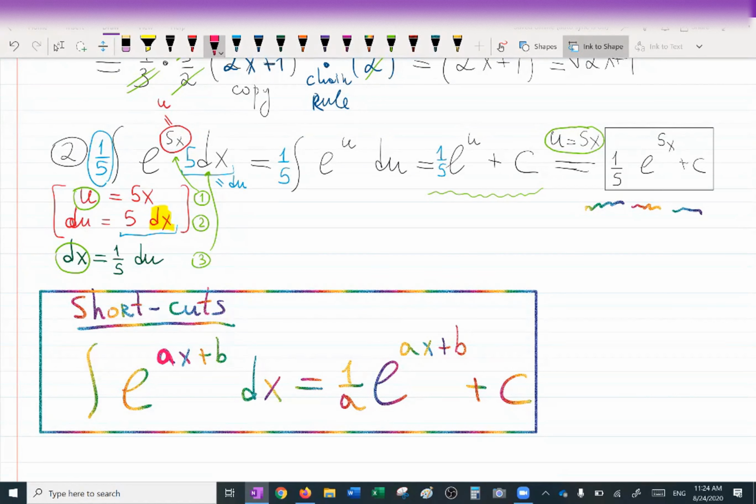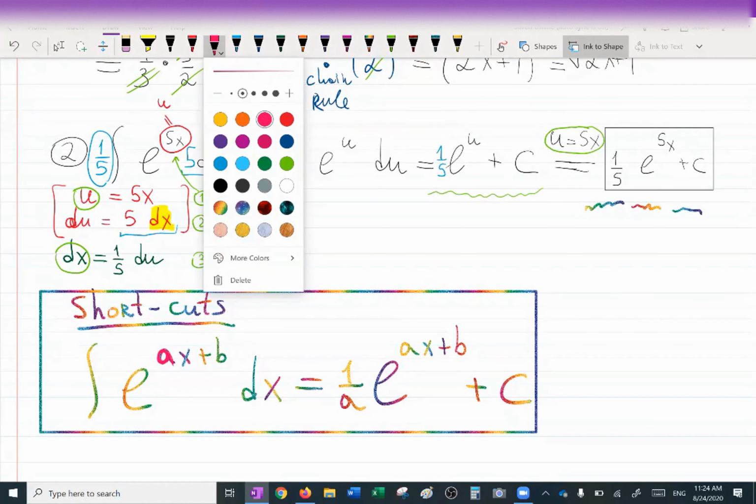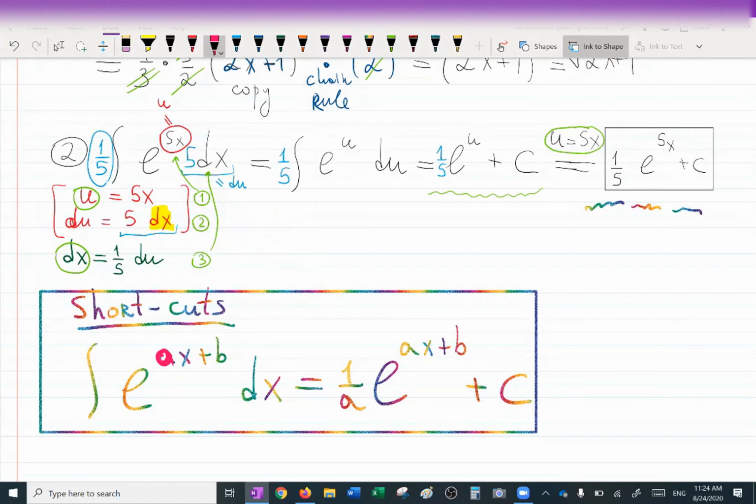I will use pink color over here to show you a is important because we're going to be dividing by a over here. So this leading coefficient is the one that pops out from the linear part.